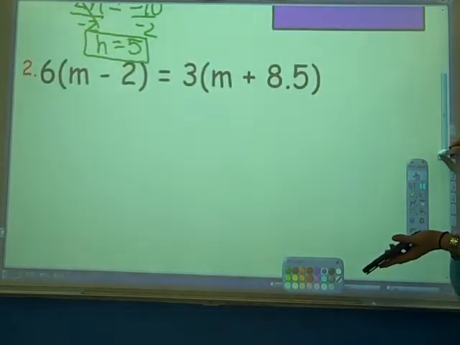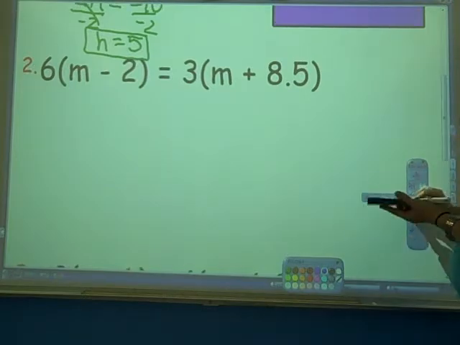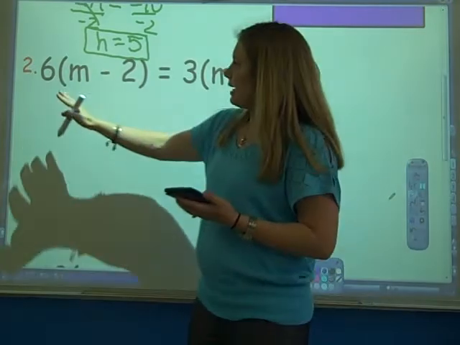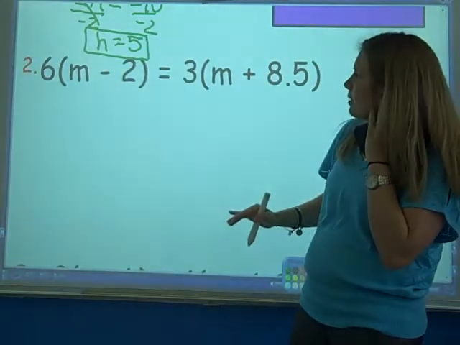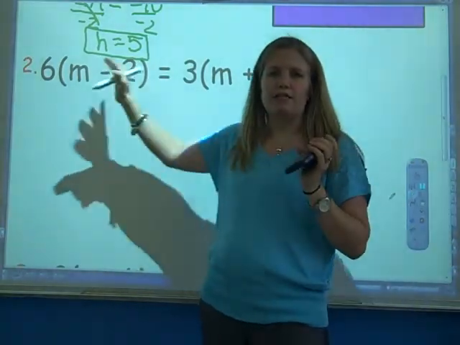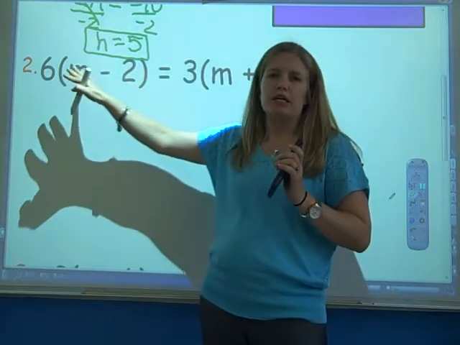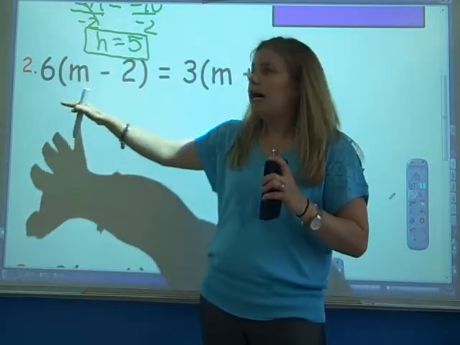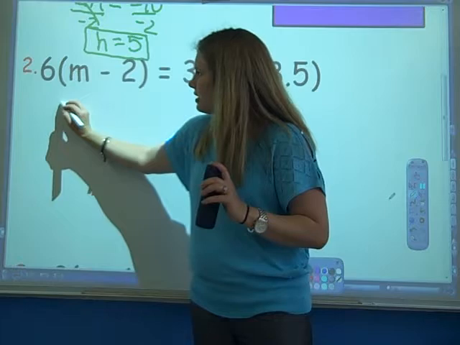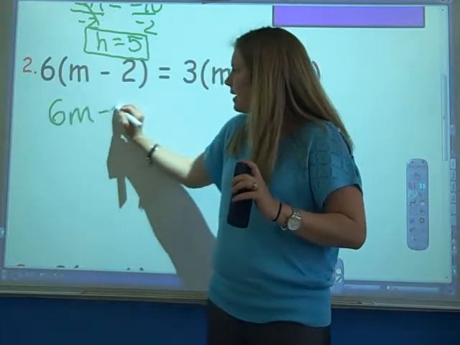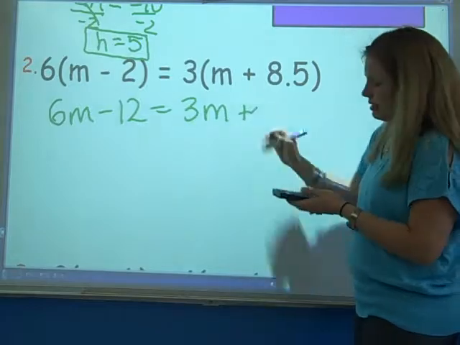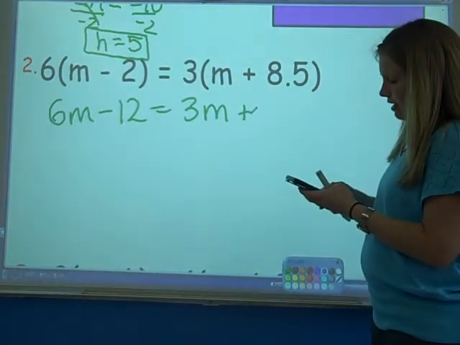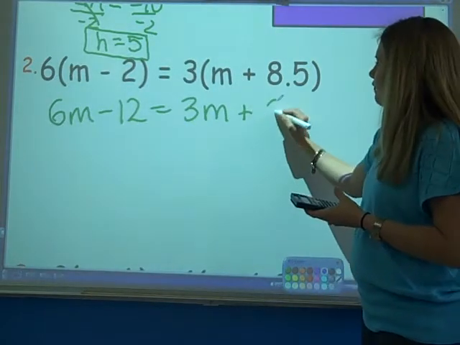Okay, we'll try one more for this part. Again, now we just have it on both sides. There's a couple ways you could do this, and if some of you understand how to divide out on both sides, you'll still have a parentheses. You can try it. I'm going to do the distributive way for this. 6m minus 12 equals 3m plus, let me just double check that, 8.5 times 3 is 25.5.